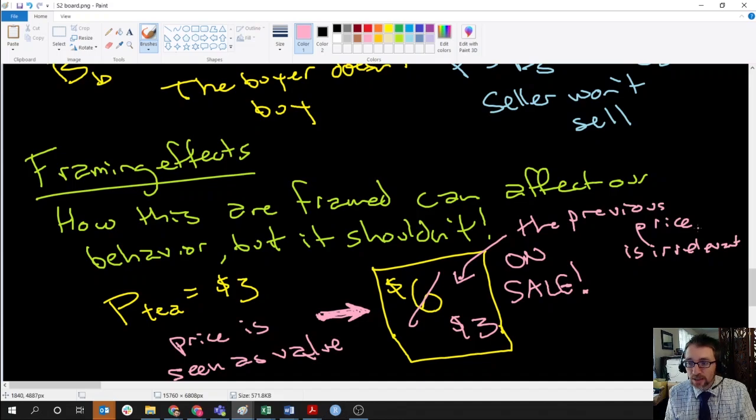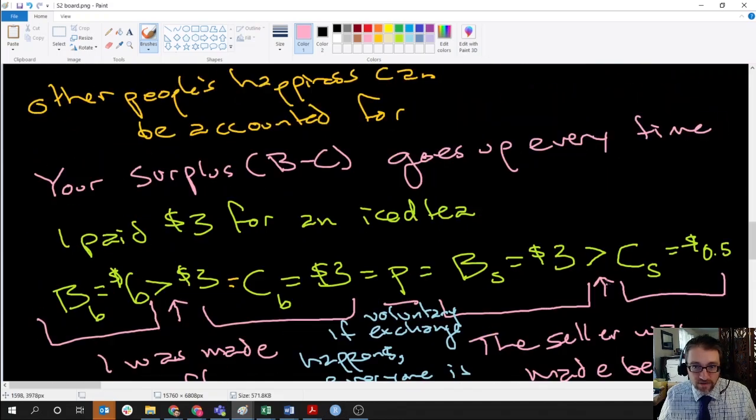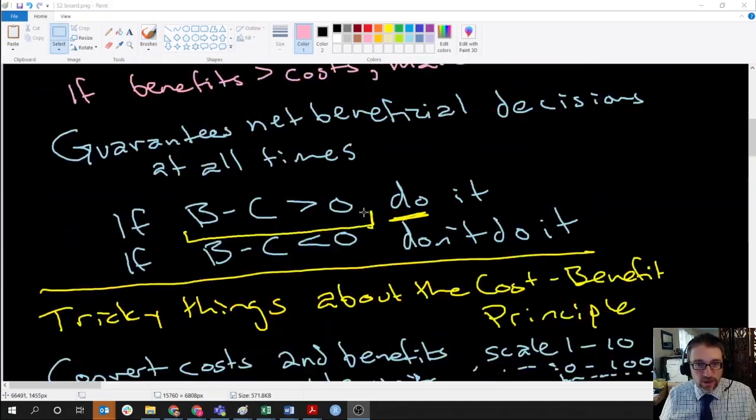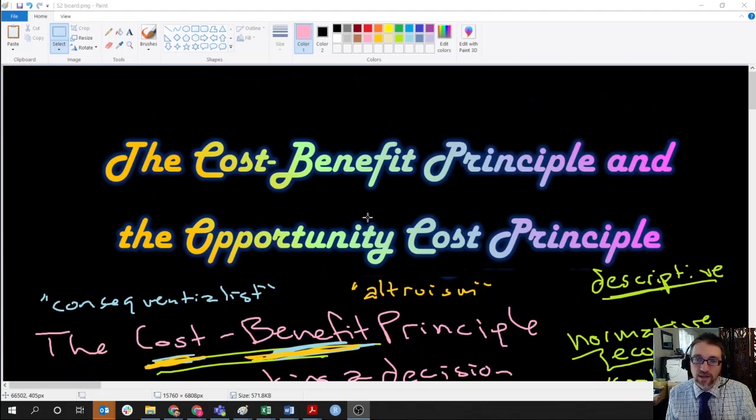That's the principle of the cost benefit. That's the cost benefit principle. We're going to leave it there. That's the cost benefit principle and the opportunity cost principle. And that's just the first one, cost benefit principle. We'll come back to the opportunity cost principle in the next video.